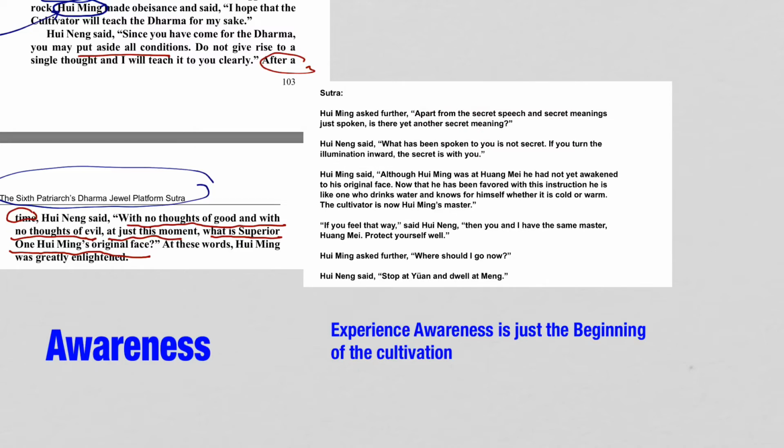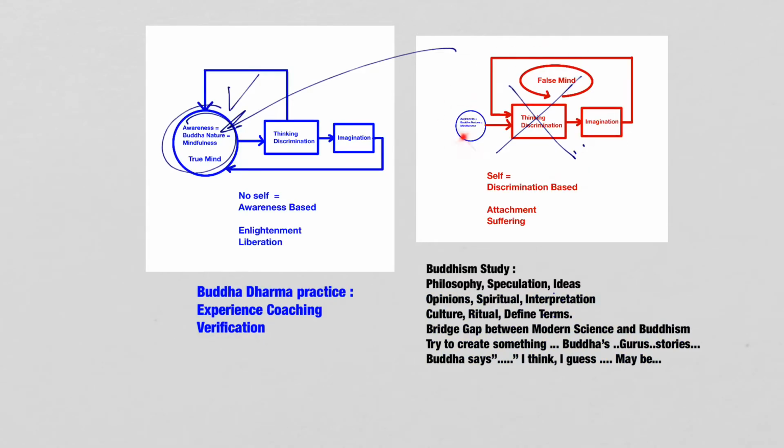That is the indication that even when the Sixth Patriarch has shown that awareness is the Buddha nature, one experiences it and is still not enlightened, because one is still running with this type of system. One does not get it right away. One only knows, oh yeah, this is the Buddha nature, but one still runs into this type of system. Okay, so that's what happened to Hui Ming.